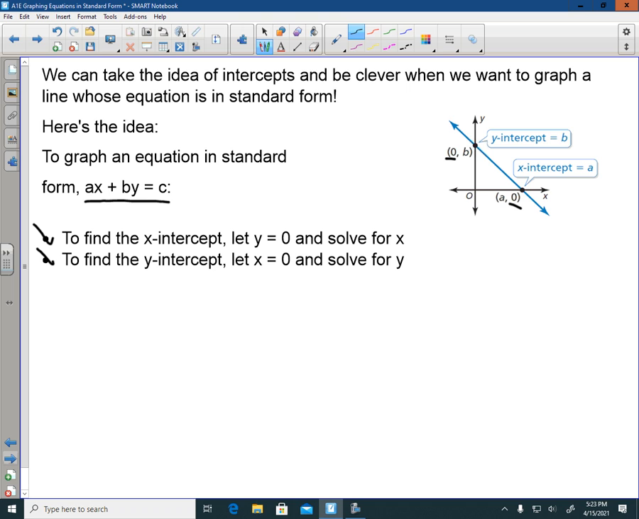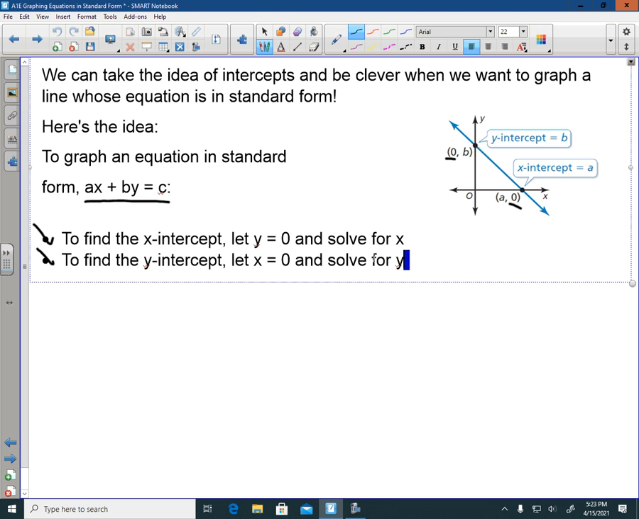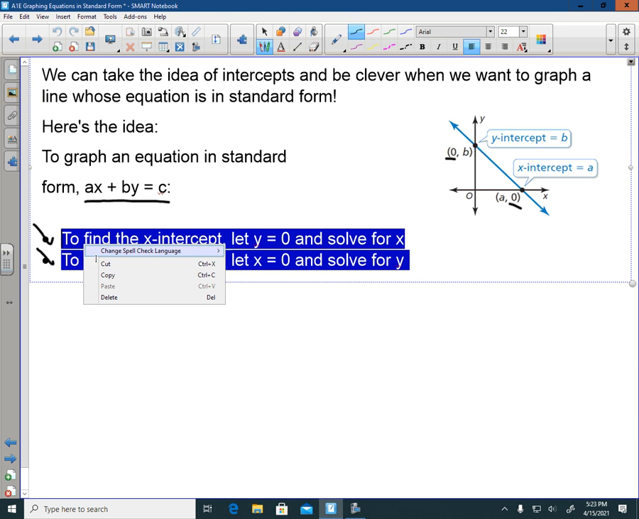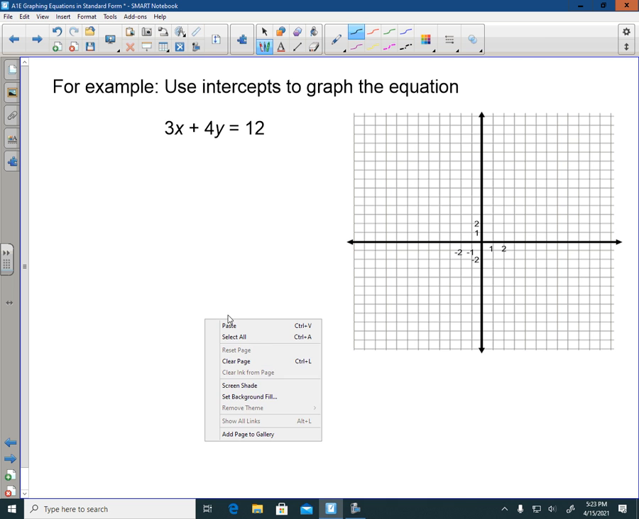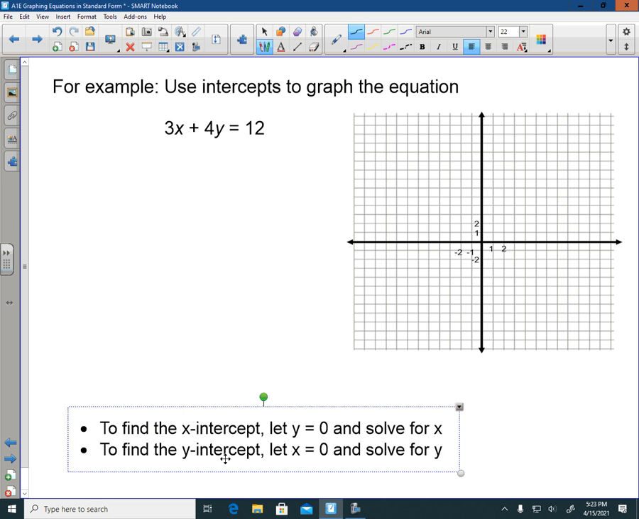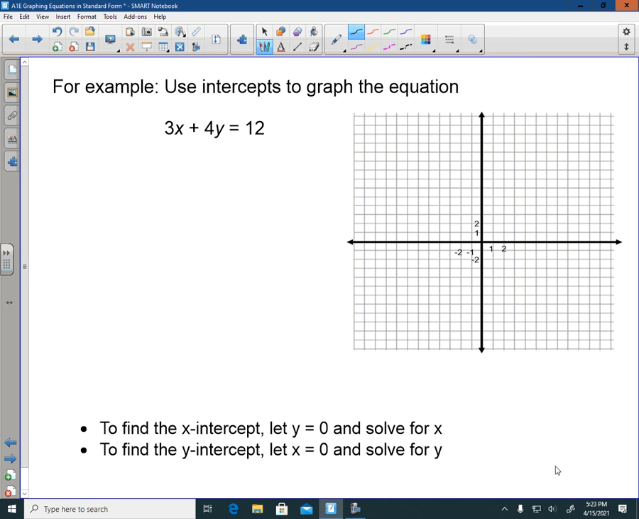So I'm going to grab these instructions, and I'm going to bring them to the next page so we can actually do it.